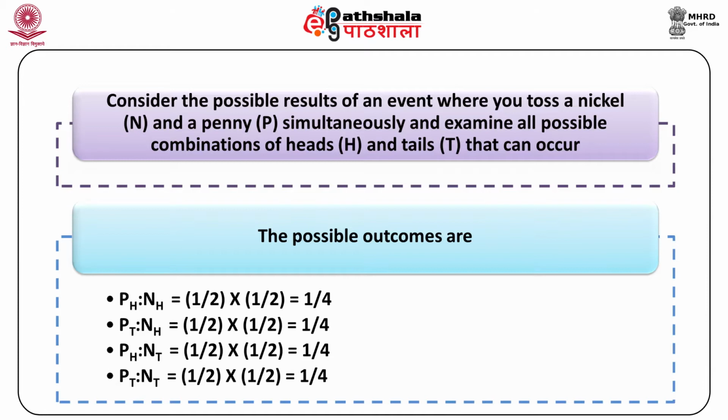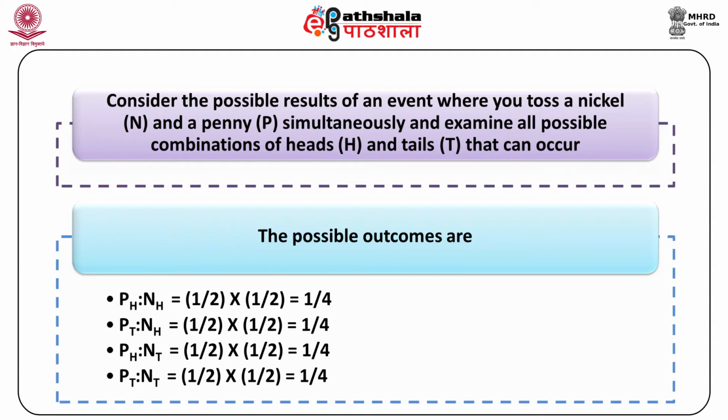Let us consider the possible results of an event where you toss a nickel, which is denoted by capital N, and a penny, denoted by capital P, simultaneously, and then examine all possible combinations of heads denoted by capital H and tails denoted by capital T that can occur. The possible outcomes will be PH and NH, which will be further equal to 1 by 2 multiplied by 1 by 2, and the possible outcome will be 1 by 4.